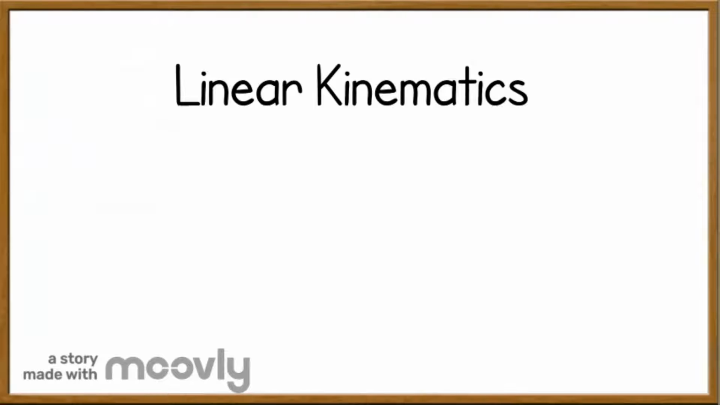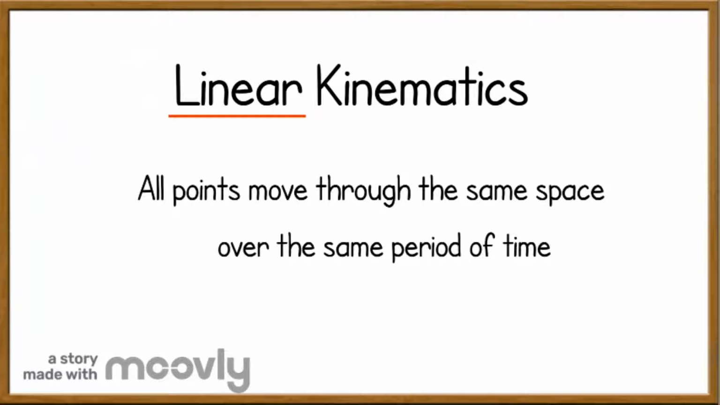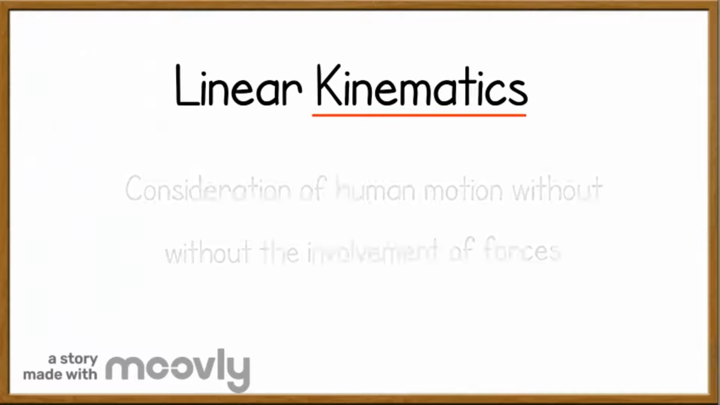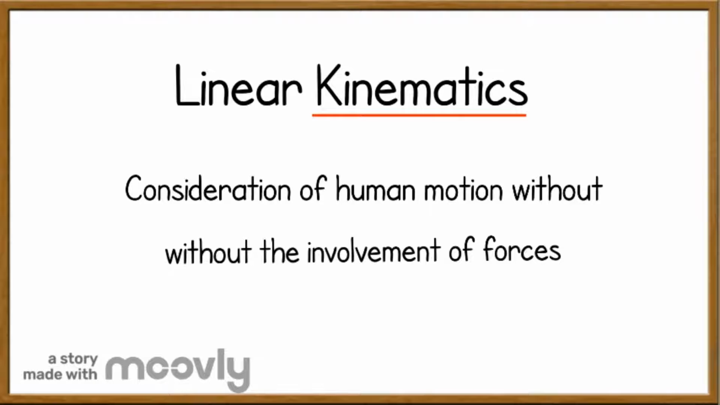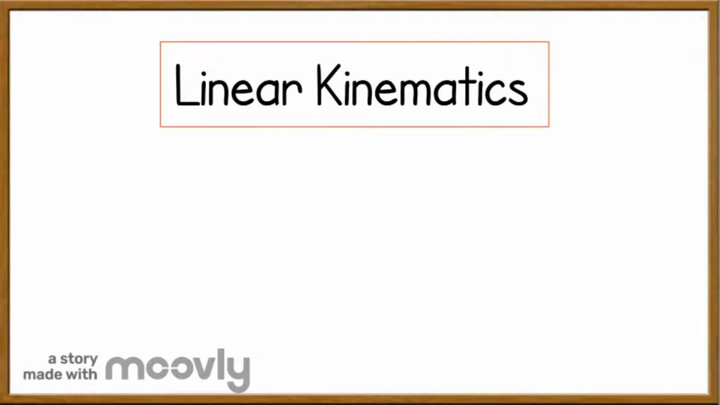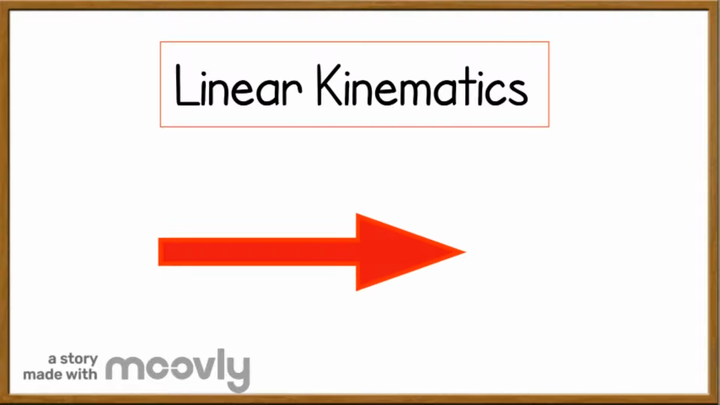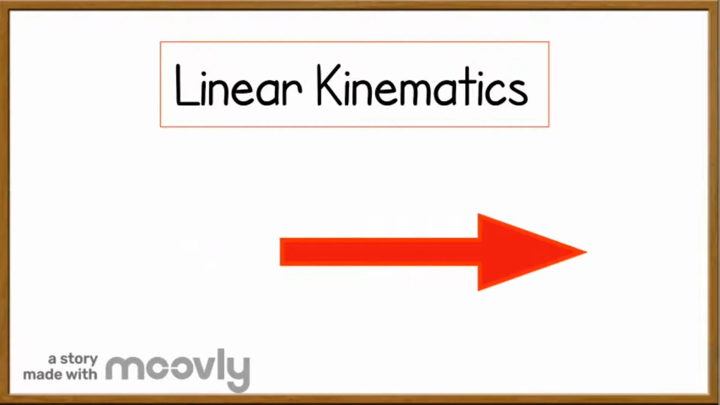Let's first consider linear kinematics. The term linear refers to the movement of points through the same space over the same period of time, and the term kinematics refers to human motion without considering external forces that may affect the magnitude and direction of the body. Altogether, linear kinematics refers to points moving in a straight line without consideration of other forces.